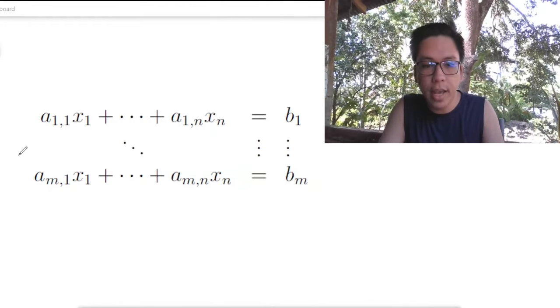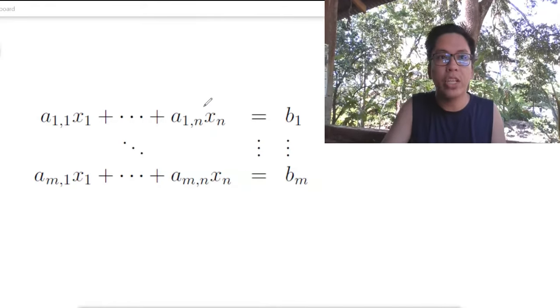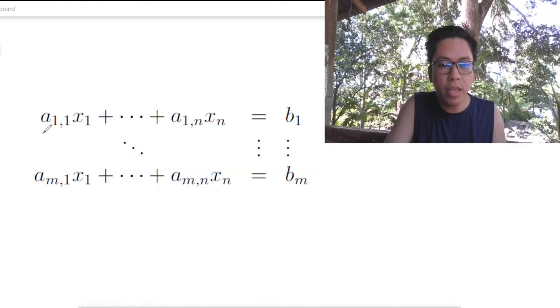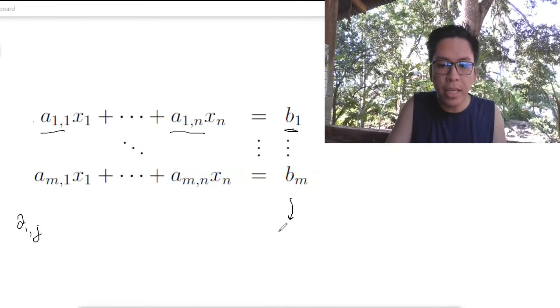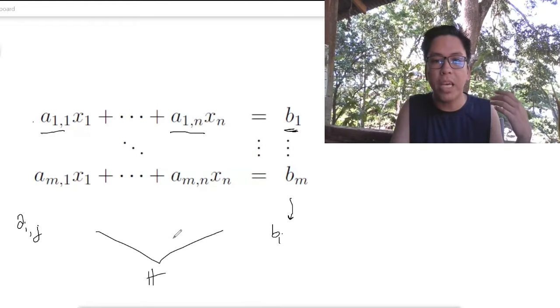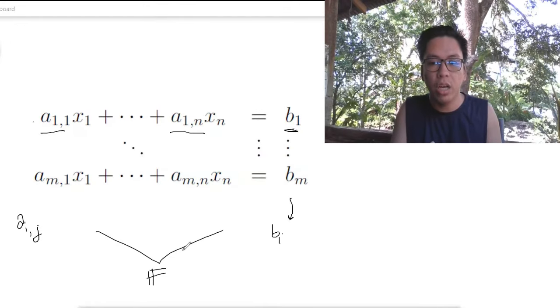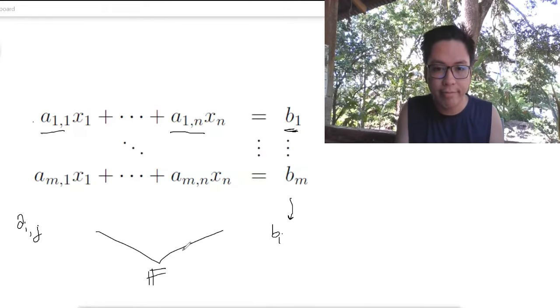Okay, so let's start now. Given that you have a system of linear equations, these are the coefficients on these variables, and these are the constants. Now, these aij's, same with your bi's, both come from the same field. So it could be a real number, it could be a complex number, depending on the situation.